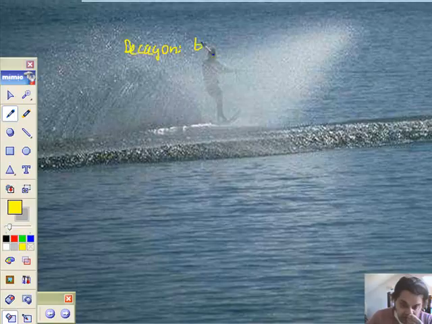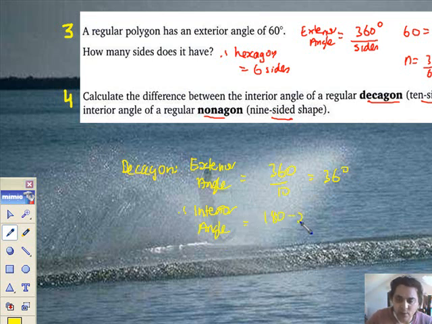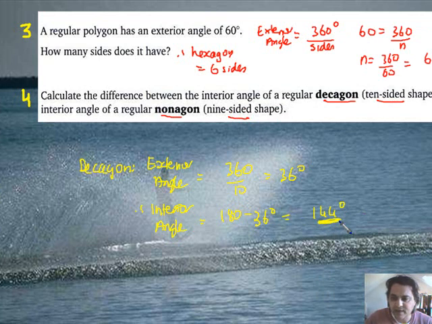I'm going to work out the exterior angle. What's that? It's going to be 360 divided by 10, which equals 36 degrees. And therefore the interior angle is going to be 180 take away the 36 degrees. That leaves me with 144 degrees. That's on the inside of a 10-sided shape. Please note, I don't have to draw it. I can just use my rules.